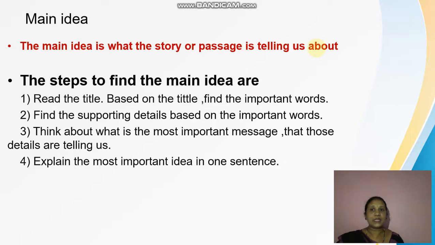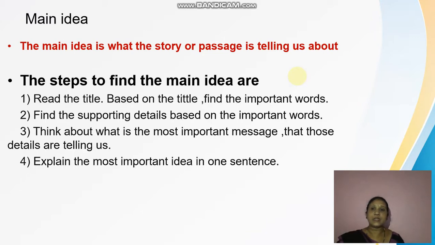To find the main idea of the story, we have to follow some steps. So what are those steps? Let us see. Read the title. Based on the title, find the important words. So the first step is we have to read the title, and based on the title we have to find the important words in the story. The next step is find the supporting details based on the important words.